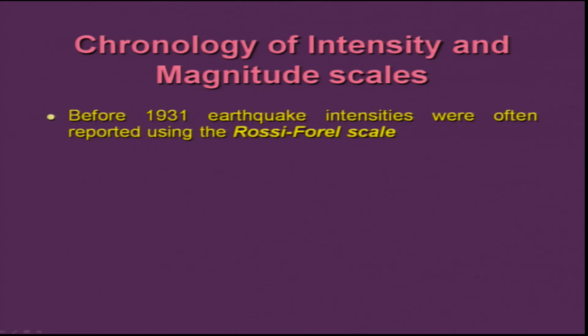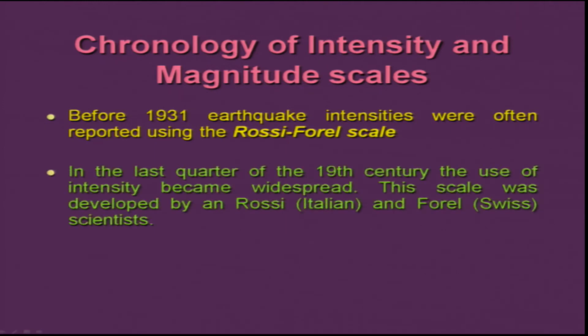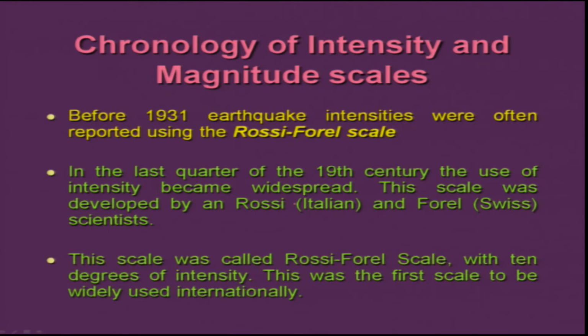Okay, so before 1931, earthquake intensity was often reported using the Rossi-Forel scale. In the last quarter of the 19th century, the use of the intensity scale became very widespread, and this was basically dependent on the damage pattern. This scale was developed and modified later on, and then it became known as the Rossi-Forel scale.